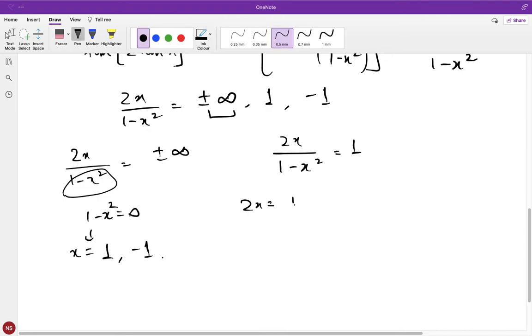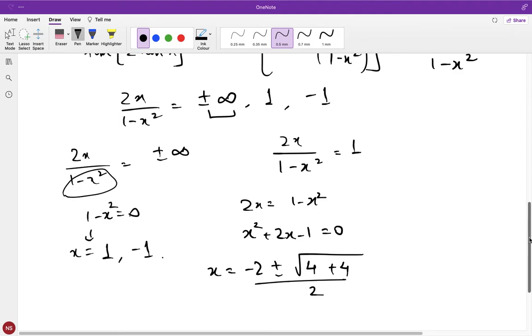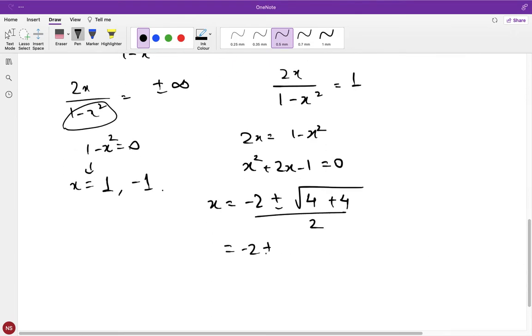2x equals 1 minus x square, or x square plus 2x minus 1 equals 0. x equals minus b plus minus square root of b square minus 4ac by 2a, which equals minus 2 plus minus 2 root 2 by 2, which is equals to minus 1 plus minus root 2.